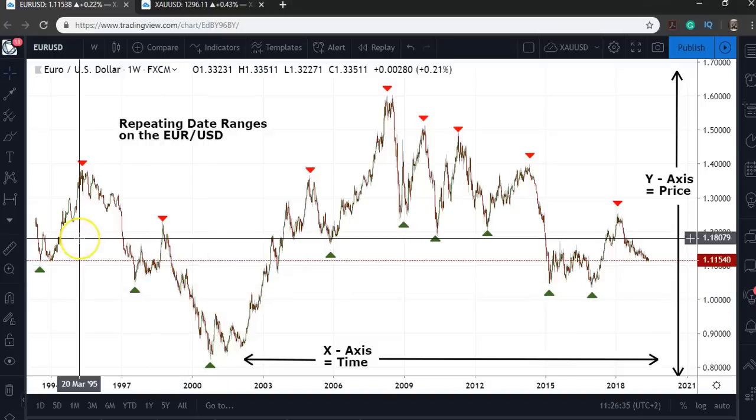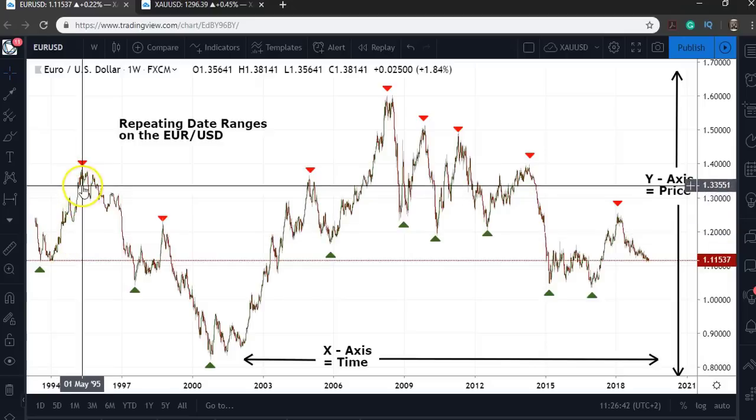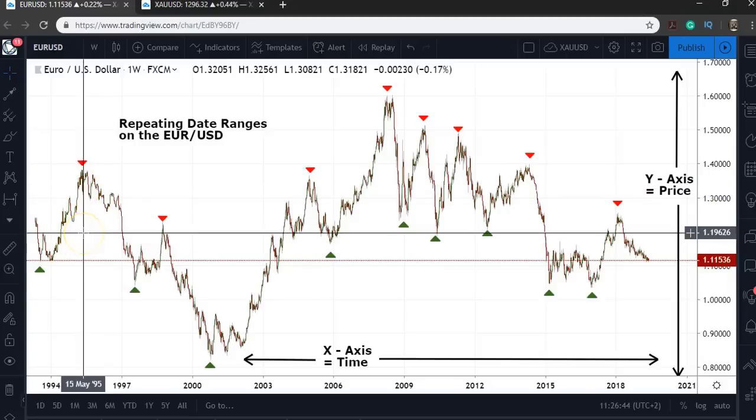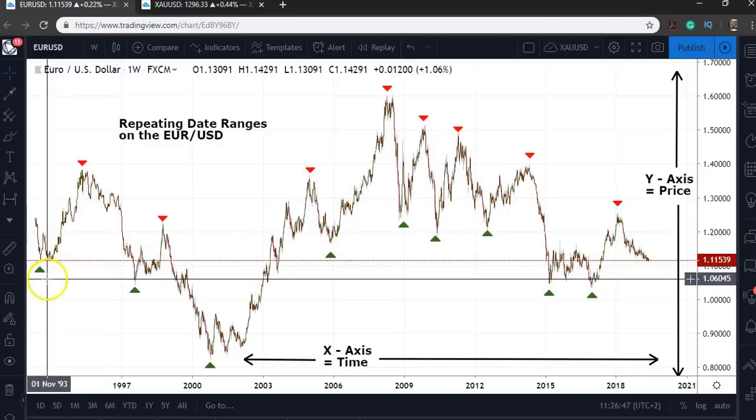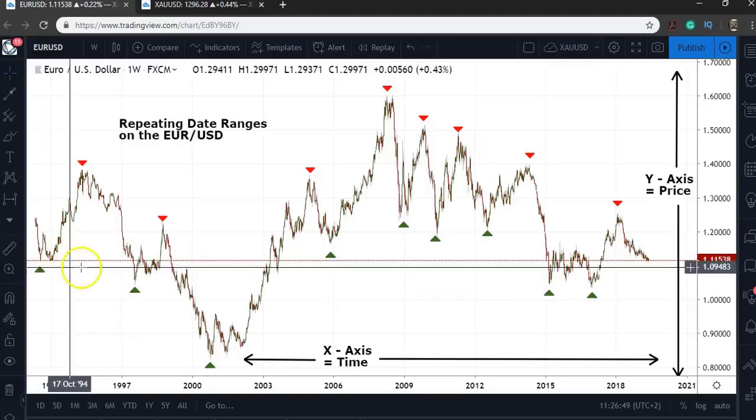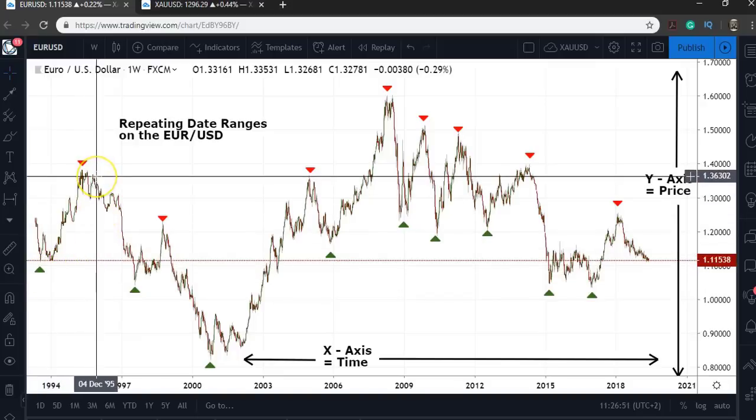The first thing I want you to take note of are these colored arrows that I drew on the chart indicating important highs and lows in the history of the Euro-US dollar. The green arrows indicate important bottoms and the red arrows indicate important tops.